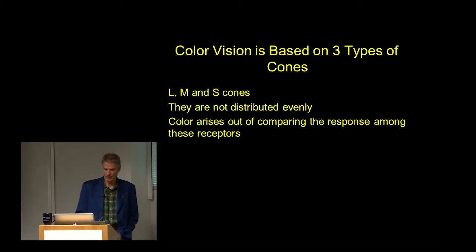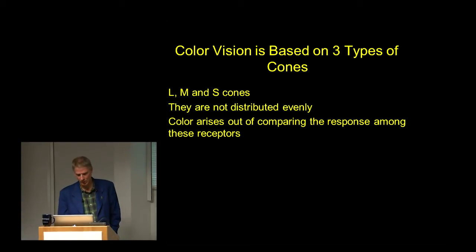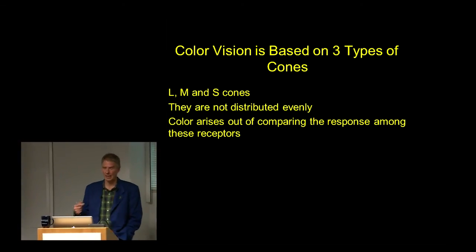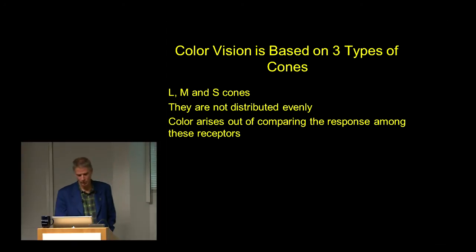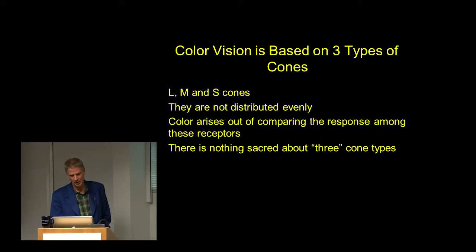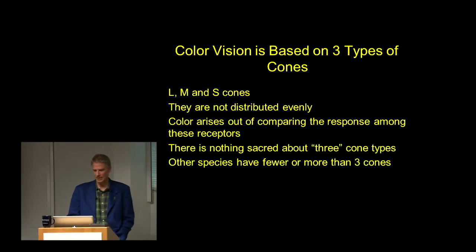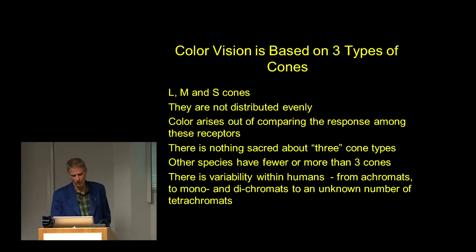All right, so there are 3 cones. In most of us, they're not distributed evenly. And color arises out of comparing the response among these receptors. So what the brain has to do is compare among L, M, and S cones in order to extract color. There's nothing special about 3 cone types. That's just what we evolved with. Other species have fewer, like most mammals, like dogs and cats and mice, which only have 2. And some species have many more than 3, up to 12. And even with humans, there's variability.